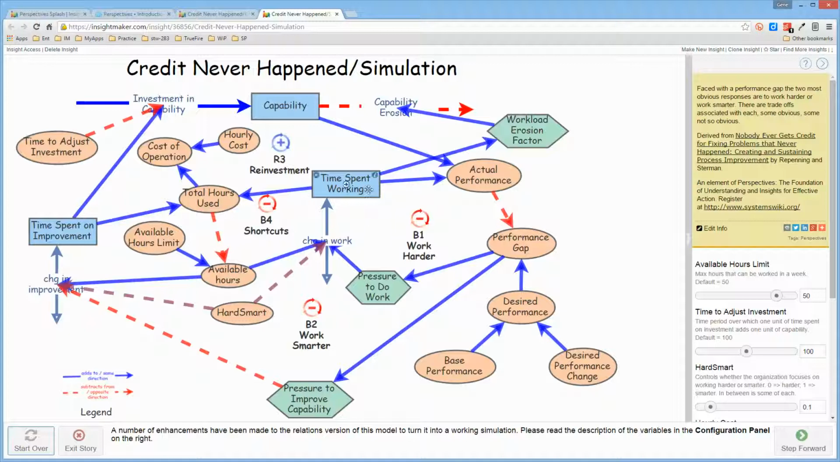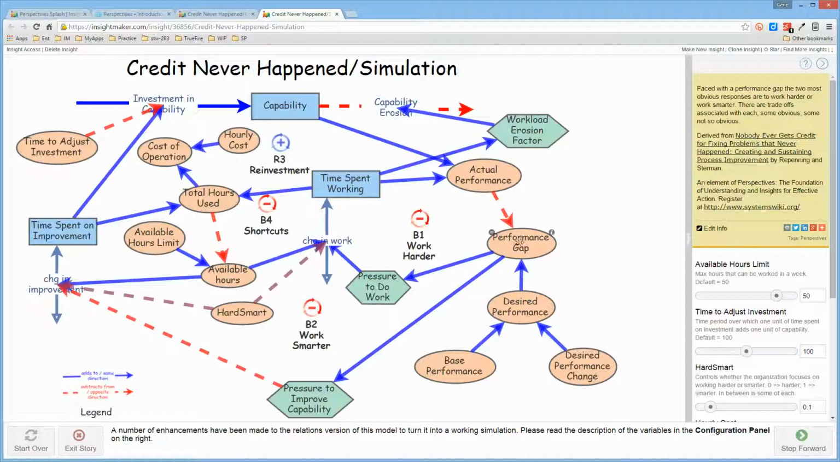So time spent working and time spent on improvement are both stocks, and they're increased or decreased depending upon whether the organization decides to work harder or smarter. When you can access and interact with this model, we put comments on all of the individual elements so that if you want to investigate why the elements are actually there, we provided some crib notes.